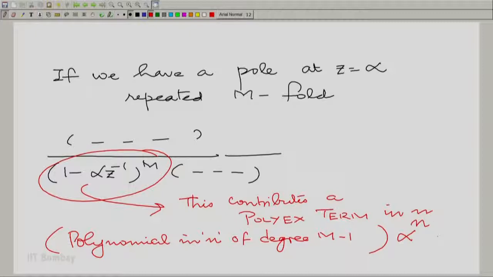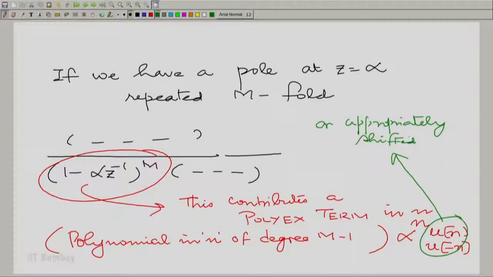So, here the only change is you have an alpha raised to the power of n, and you would need to associate it either with u of n or u of minus n, or appropriately shifted unit steps. Now, the choice between u of n and u of minus n comes from whether the sequence is right sided or left sided. And the reasoning is exactly the same; there are so many parallels between the Laplace transform and the z transform. If it is to the exterior of a circle, you have one situation; if it is to the interior of a circle, you have another situation.